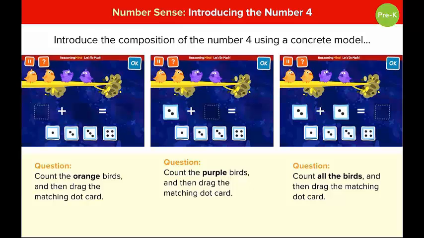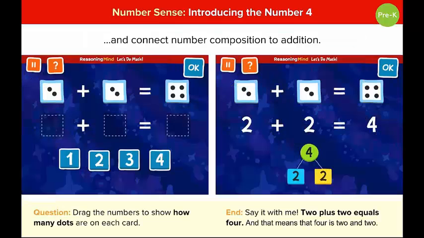And then we go from the representational to abstract, dragging digits to make 2 plus 2 equals 4. And then we conclude by showing that number bond for 4 at the bottom. Say it with me, 2 plus 2 equals 4, and that means that 4 is 2 and 2. So that's the connection between addition and the composition of the number 4.